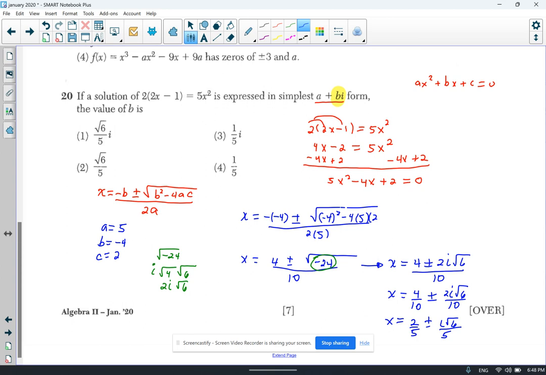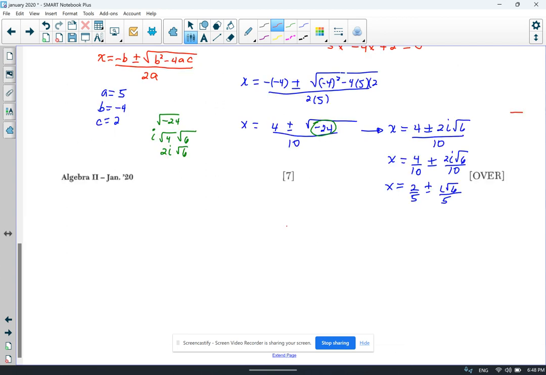So what is my final solution? I need to extend the page. Sorry about this. So this final solution, just so it's easier to see, is 2/5 plus or minus the square root of 6 over 5 i.